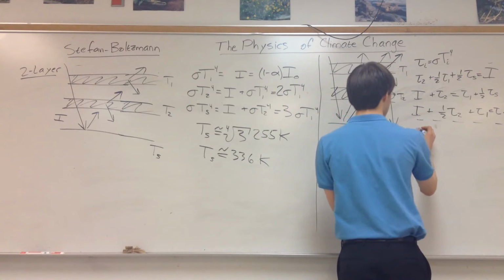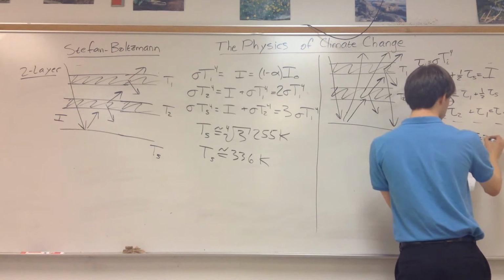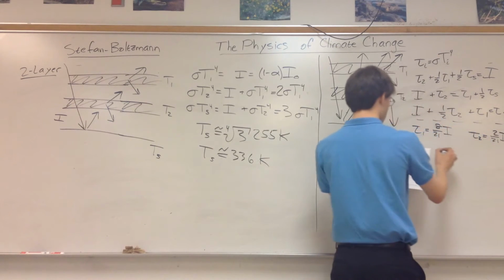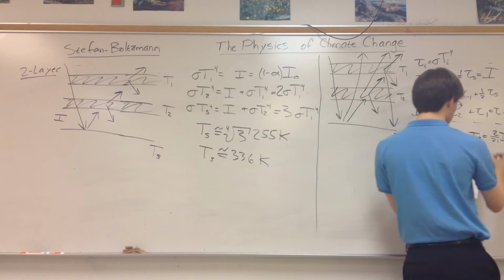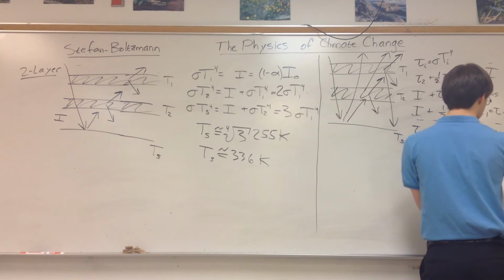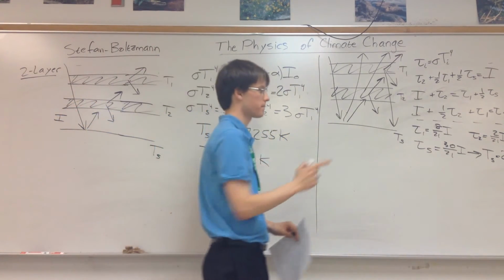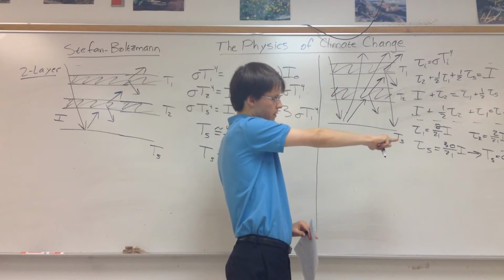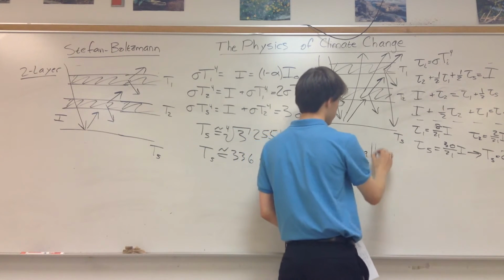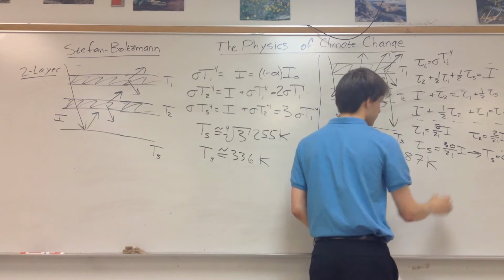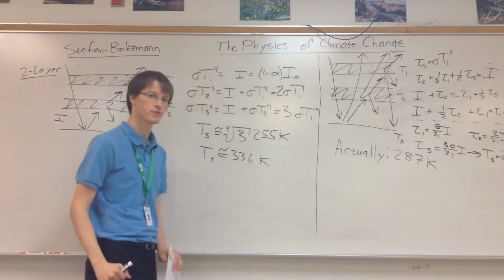Going through all of this, we can see that tau 1 is equal to 8/21 I, tau 2 is equal to 2/21 I, and tau surface is 30/21 I, and this gives you a temperature of 291 Kelvin. So, again, we increase the temperature by creating a more realistic model, and furthermore, this temperature, 291 Kelvin, is very close to the actual temperature of the Earth, which, if you remember, is 287 Kelvin. So we are off by 4 degrees Kelvin. That's how powerful and solid this physics really is.